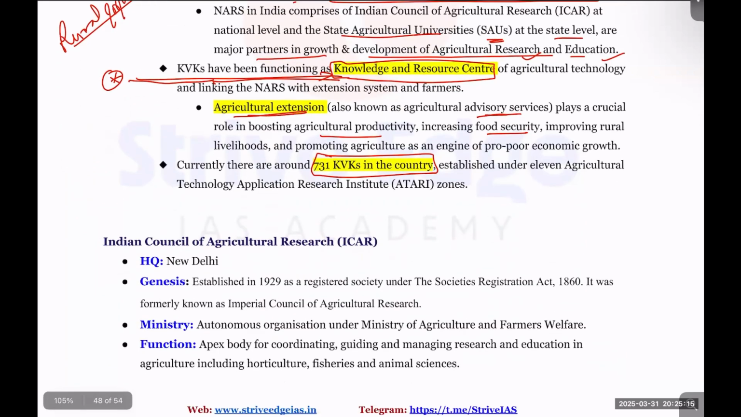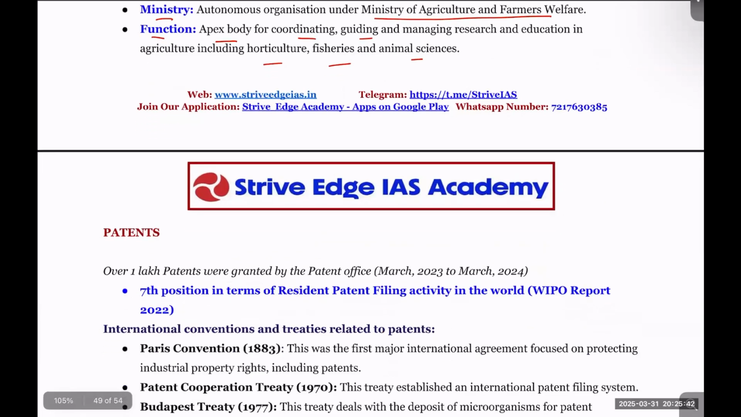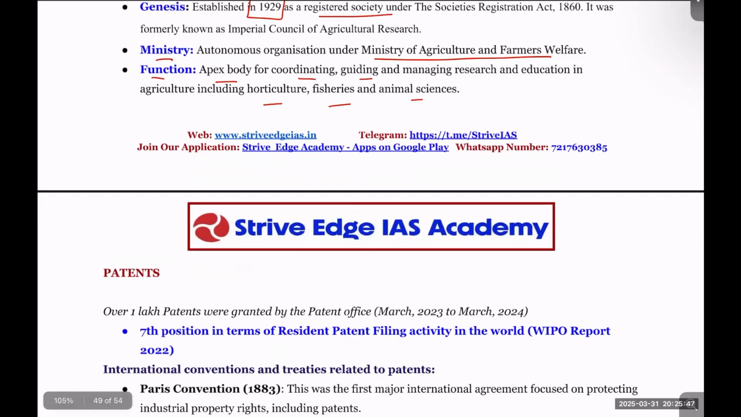And what is this Indian Council of Agricultural Research? It is headquartered in New Delhi. It was established in 1929 as a registered society. The ministry is the Ministry of Agriculture and Farmers Welfare. Function: it is the apex body for coordinating, guiding, and managing research and education in the agriculture and horticulture sector, horticulture, fisheries, and animal sciences sector. So these are some of the things that you should remember about Krishi Vigyan Kendras as well as the Indian Council of Agricultural Research.